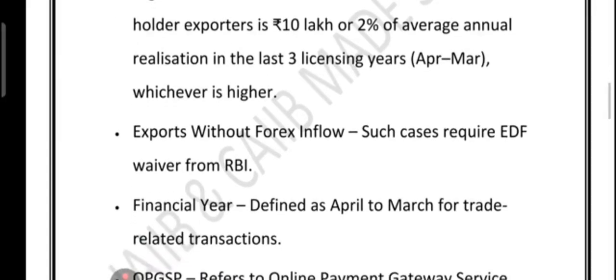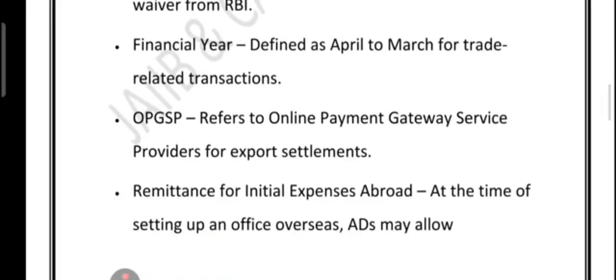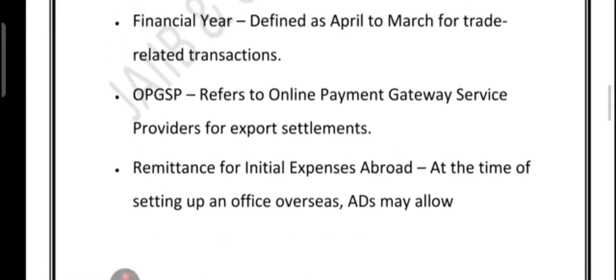Now, if you export without receiving any foreign exchange inflow at all, so you have exported but you have not received any foreign exchange inflow, in that case you need a special EDF waiver from the RBI. For trade related purposes, the financial year is always counted from April to March. You know it very well.